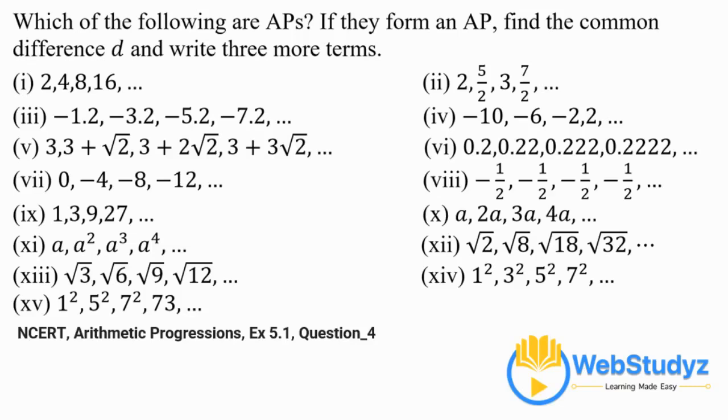Hello students, let's read this question. Which of the following are APs? If they form an arithmetic progression, find the common difference D and write three more terms. So let's start with the first one. In the first we have 2, 4, 8, 16 and so on.